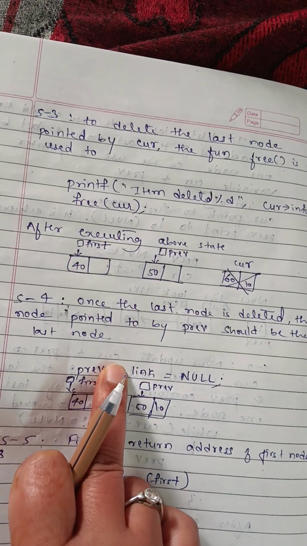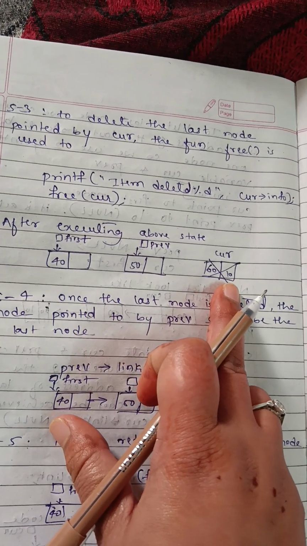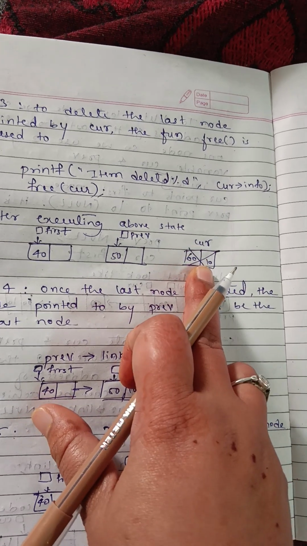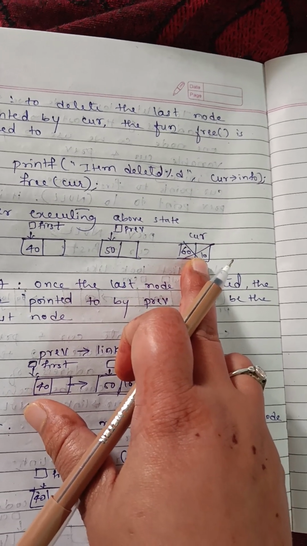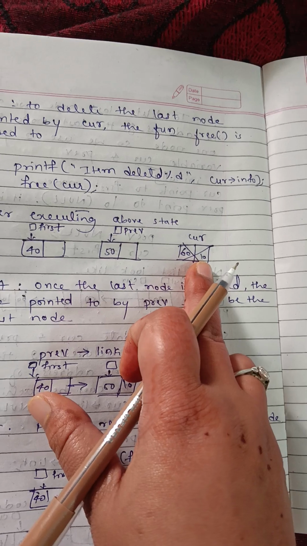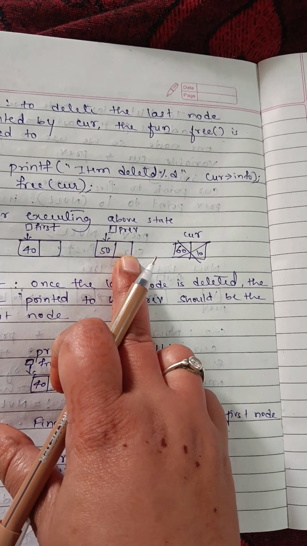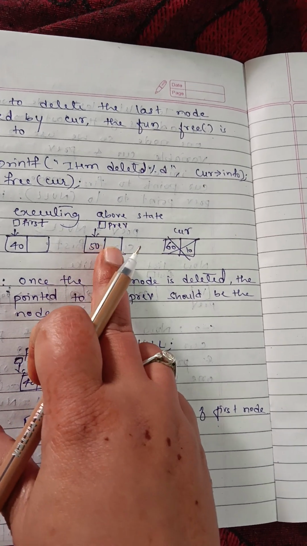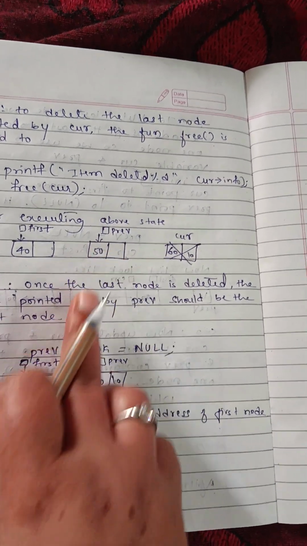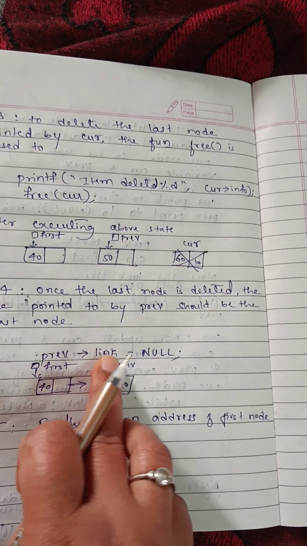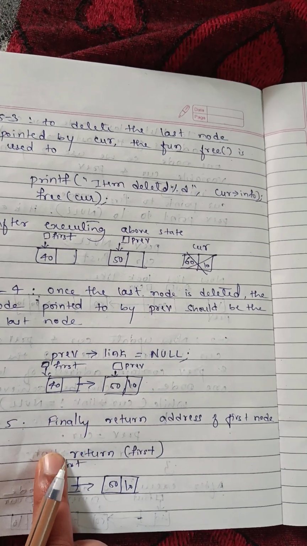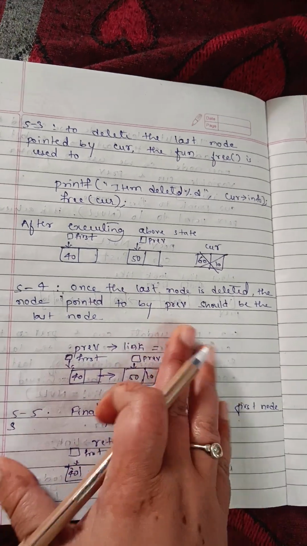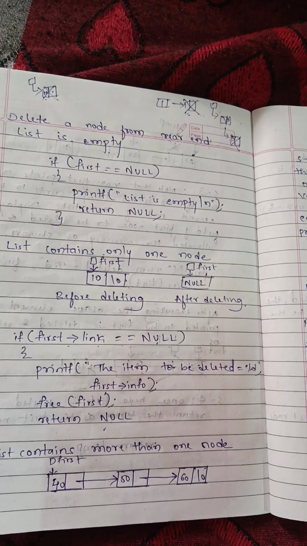Step 4: after this is deleted, when will you know that it is the last node? When the node's link field is holding the null value. We have to update this. After deleting, 50 becomes the last node, so its link must hold null. That's why the code is previous of link equal to null. Finally, which one to return? Return the first. This is how you delete from the rear end.